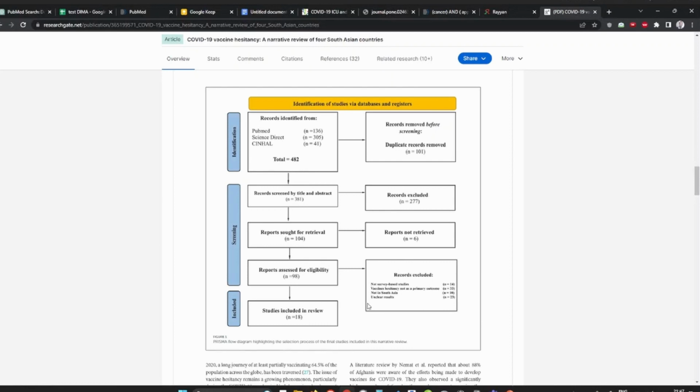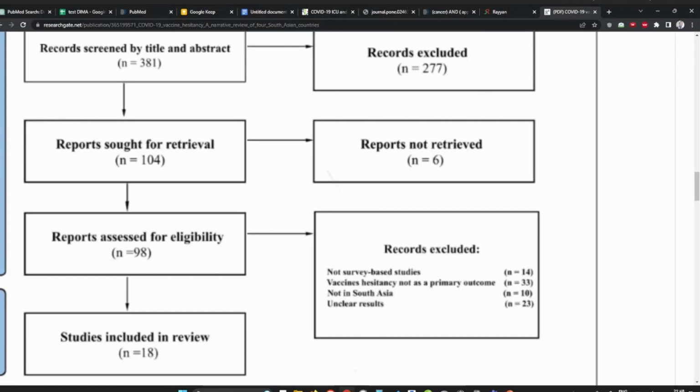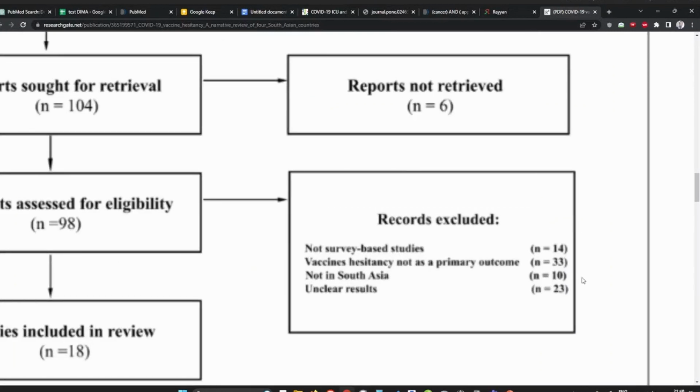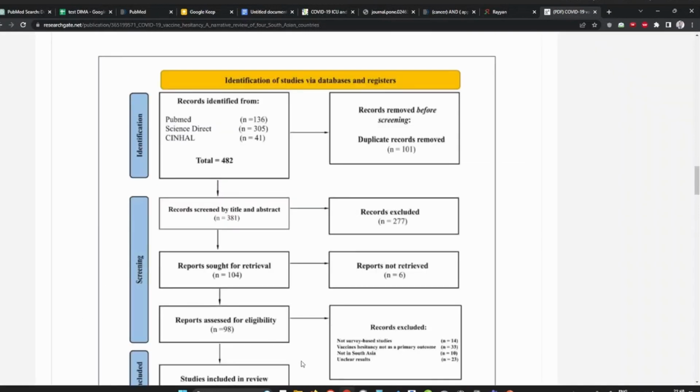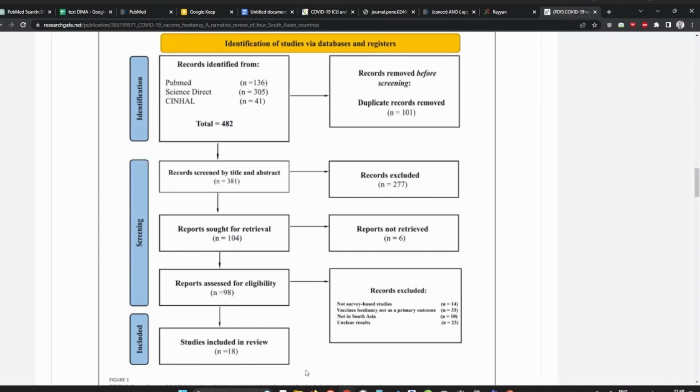On the full text screening, we check our exclusion criteria. These were our exclusion criteria right here. We were not taking any survey based studies. We were not taking any studies which did not have vaccine hesitancy as a primary outcome. We excluded all the studies which were not in South Asia. We had 10 studies that were not in South Asia. This is our exclusion criteria, and we are putting it in a PRISMA diagram as a summary. In total we had 18 papers after our full text screening phase.